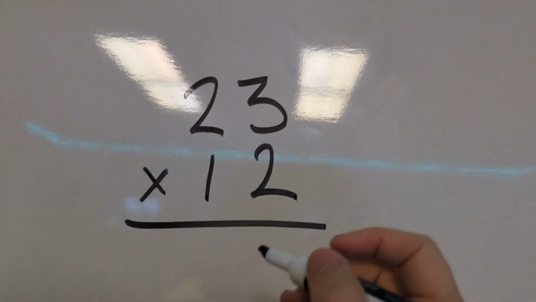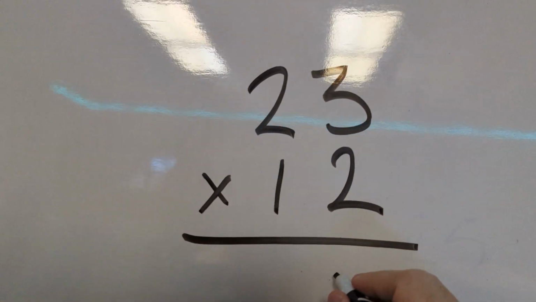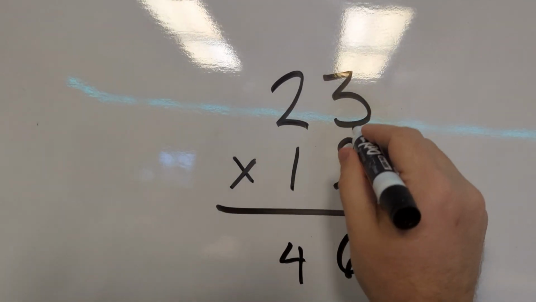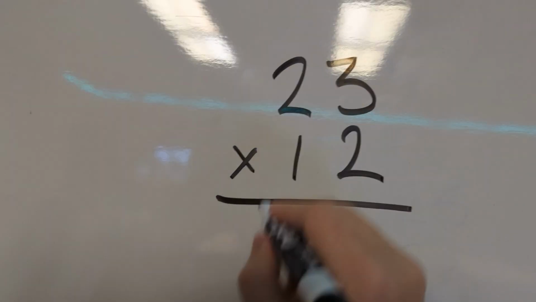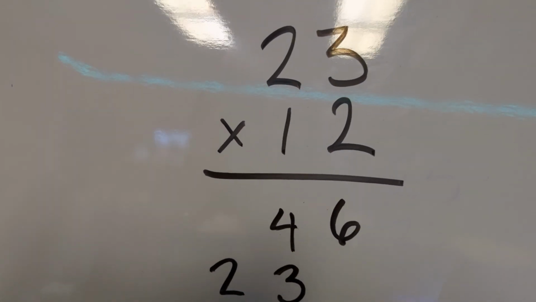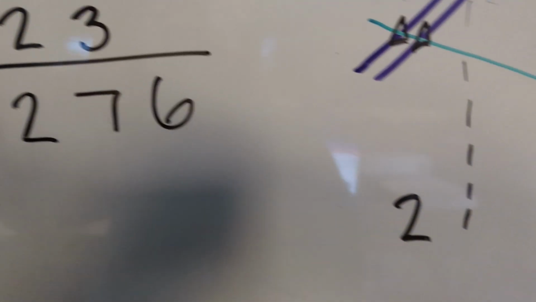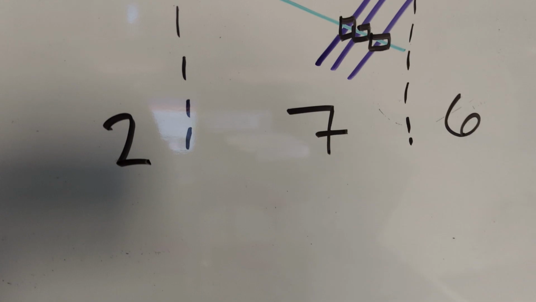And if we go back to our algorithm here and we check this, 3 times 2 is going to give us 6. 2 times 2 is going to give us 4. 1 times 3 moving over is going to give us 3. 1 times 2 is 2. Add these all up and we get 276, which works out. And I think that's super, super neat.